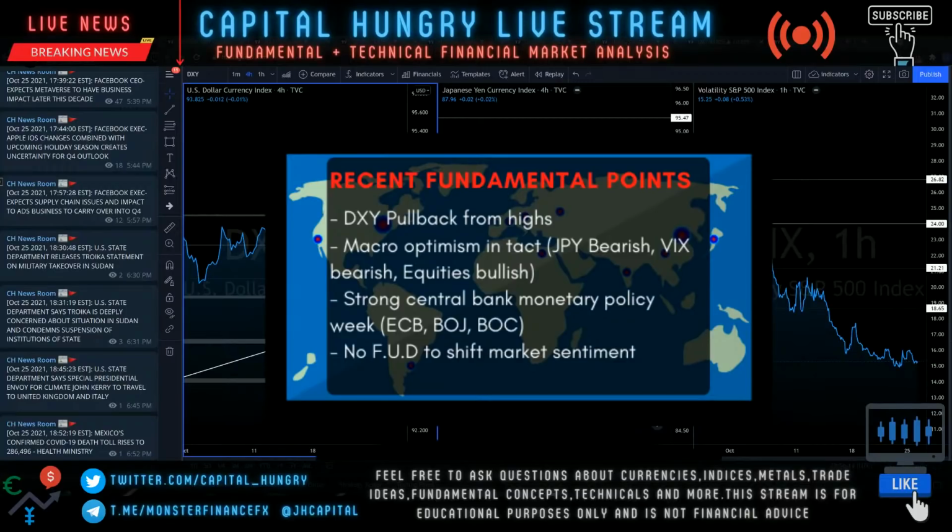Another fundamental point is that macro optimism is still intact in terms of investor sentiment. This is relatively easy to identify, as the Japanese yen, a safe haven currency, is still bearish in terms of market structure and technicals, as well as the volatility index being bearish, and global stock markets are bullish and look to continue bullish to squeeze out gains and continue the greed train until the end of the year.